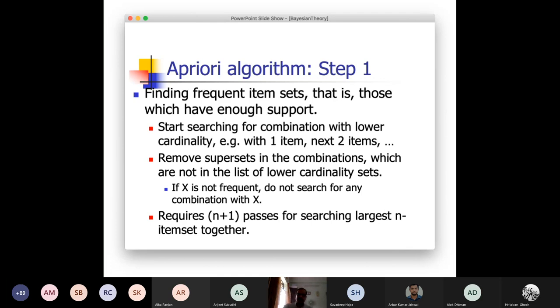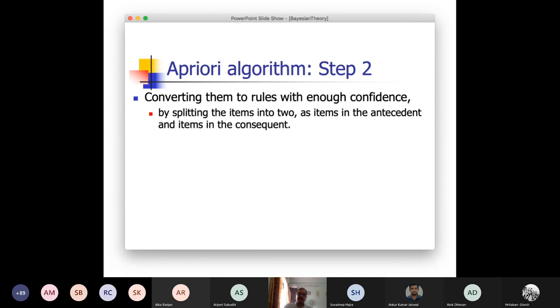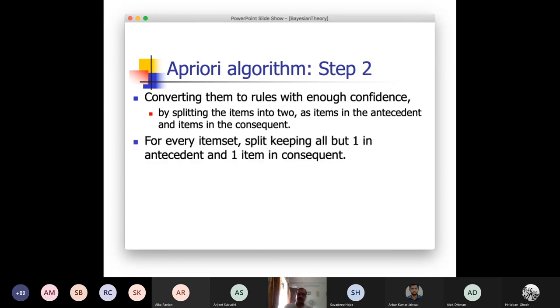So this is the first step, and then with those item sets, you convert them into rules, as I said, which means you have identified the joint occurrences of those items. Now among them, whether there are any implications between two partitions or two subsets, that is your observation. That is step two. So in step one, you are collecting those attributes or the values of those attributes, and in step two, you split them into items in the antecedent and items in the consequent. Here also you grow the antecedent part from a single item to multiple items. So for every item set, split, keeping all but one in the antecedent and one item in the consequent.